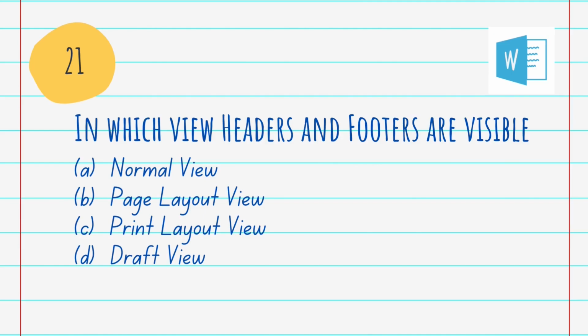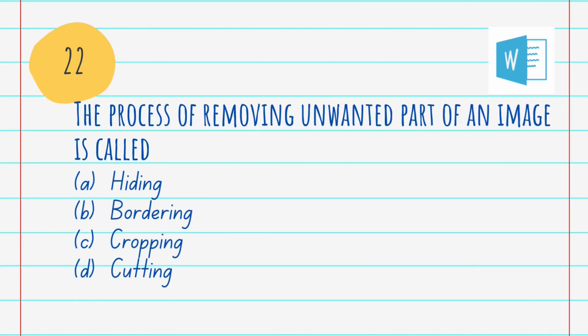Then question number 21. In which view are headers and footers visible? A, normal view, B, page layout view, C, print layout view, D, draft view, and the answer is C, print layout view. Headers and footers are only visible in the page layout view, print preview, and printed page. Question number 22. The process of removing unwanted part of an image is called A, hiding, B, bordering, C, cropping, D, cutting, and the answer is C, cropping. Using the cropping tool, the person can crop the image as per the desired size or remove the unwanted parts from the picture.